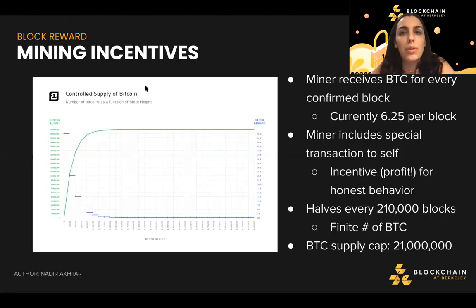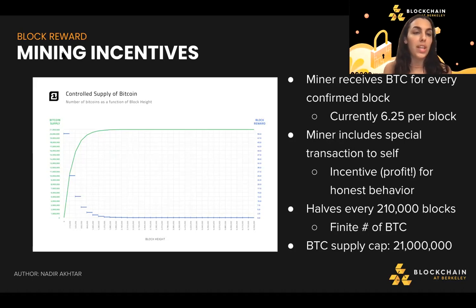And essentially, the miner will receive Bitcoin for every confirmed block that they put onto the chain. Right now, that block reward is 6.25 Bitcoin per block. The way the miner receives that amount is that when the miner is putting together the block, putting together the Merkle tree, the first transaction on the Merkle tree is called the Coinbase transaction. That's a special transaction to themselves, which is incentivizing honest behavior, right? You're incentivized to make this an honest block so that other miners on the network will accept it.